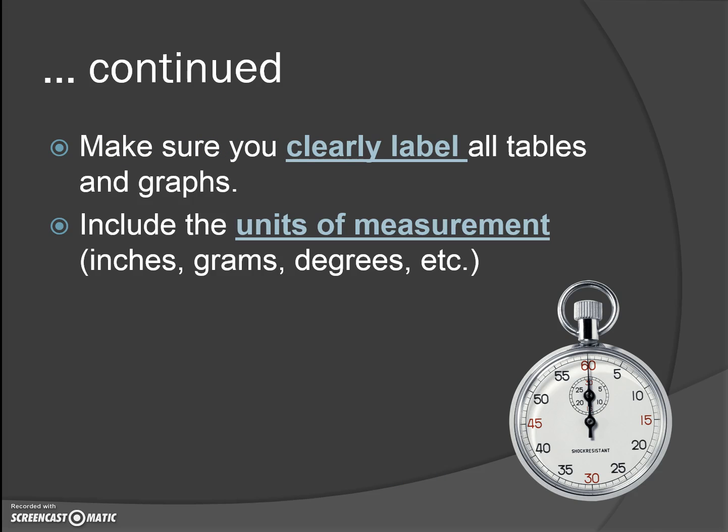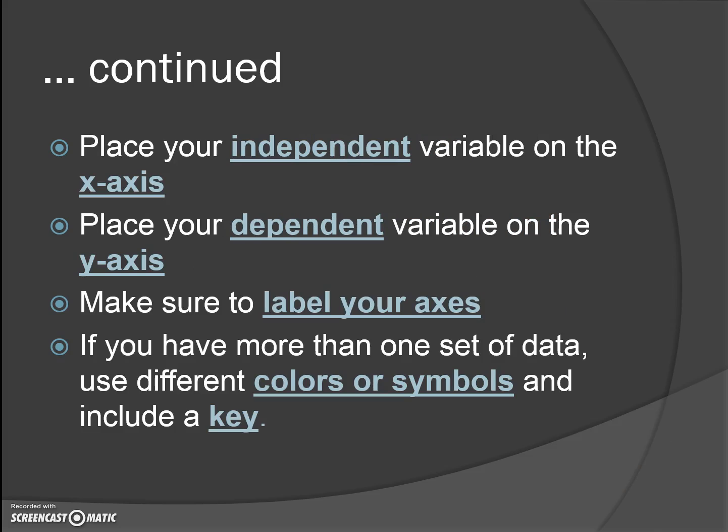Also, make sure you clearly label all tables and graphs. So again, make sure you have a title. Make sure you have different axes, the y-axis going up and down and your x-axis going across. Make sure that you also include the units of measurement. So if you have 1, 2, 3, 4, 5, 6 across the bottom of a table, I don't know if that means 1, 2, 3, 4, 5, 6 bunnies or 1, 2, 3, 4, 5, 6 lip gloss. Okay, so make sure that you put your units of measurement down at the bottom and the top and on all of your graphs so we know what you're talking about.